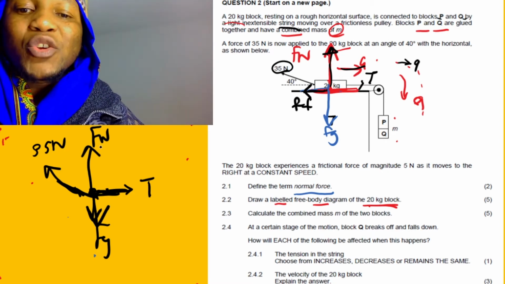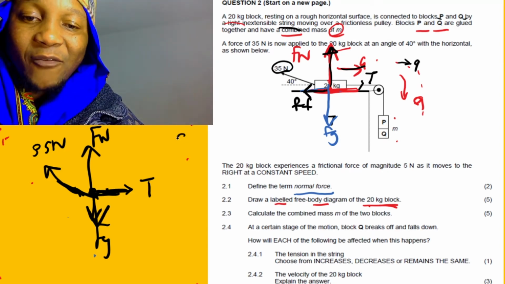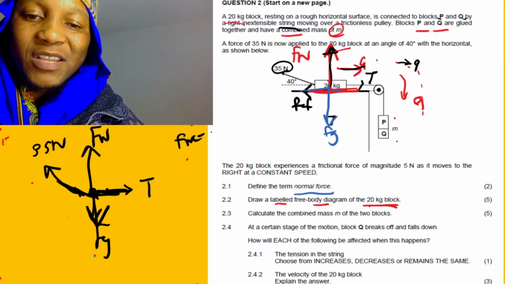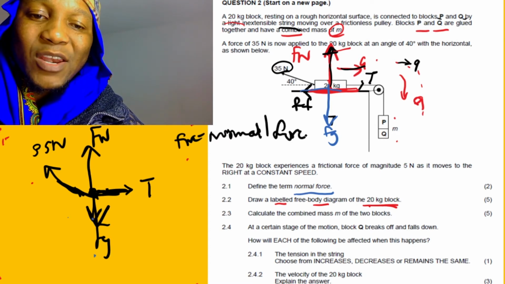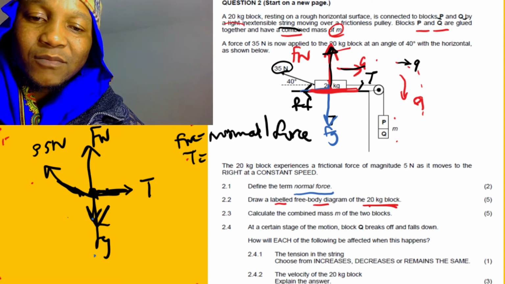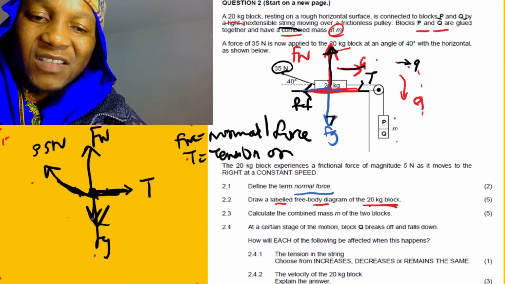And you must make sure you define your symbols. What is Fn? Fn is the normal force, because otherwise you're not going to know. T is the tension of an inextensible string.